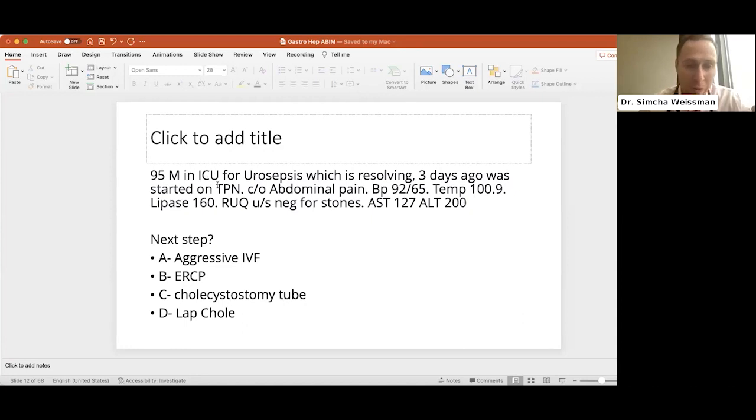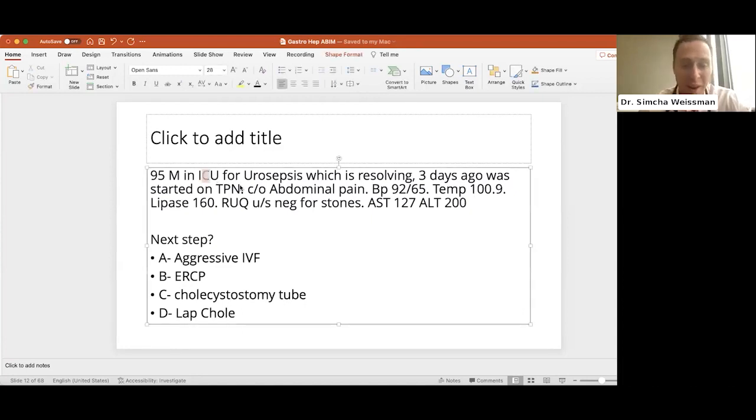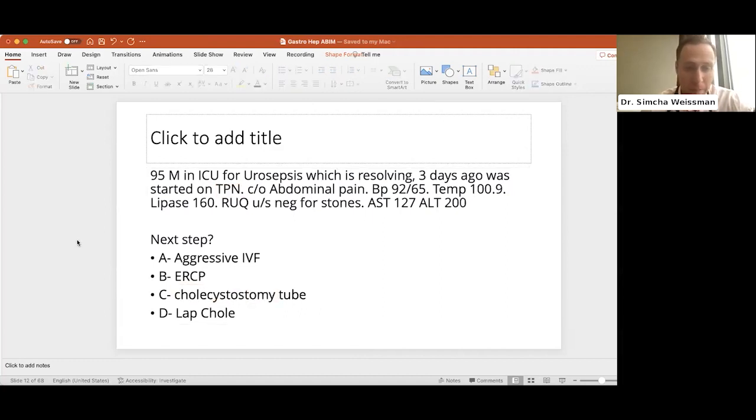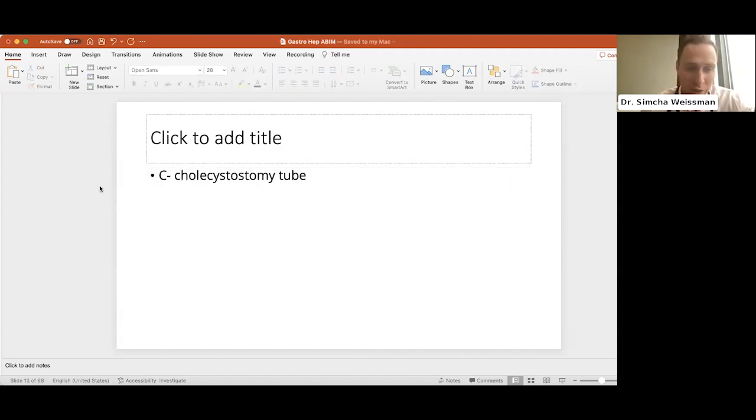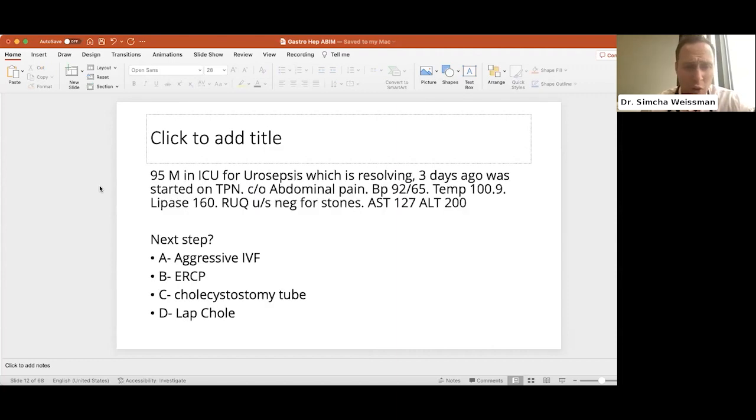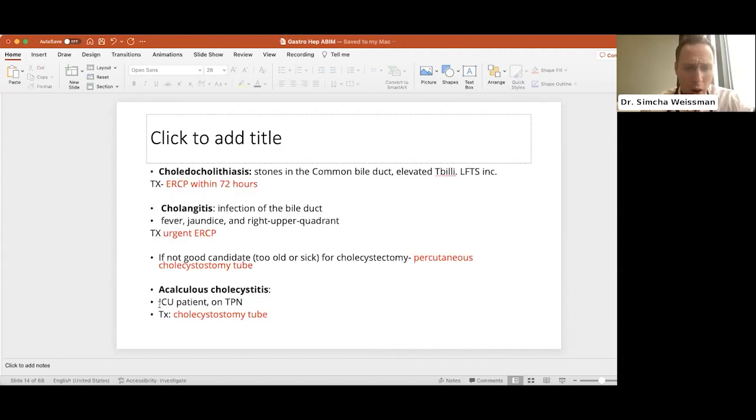A patient in the ICU who's on TPN is at very high risk for acalculous cholecystitis, which means gallbladder inflammation without real stones, just sludge. They need a chole tube because they're not stable enough for ERCP. The answer is cholecystostomy tube. It's very common in ICU patients on TPN, and the exam loves to ask that. They are not good candidates for surgery.